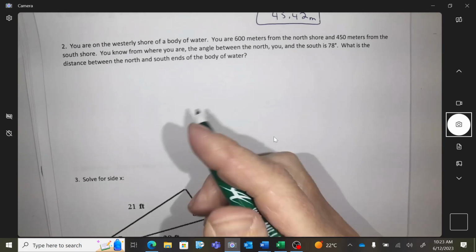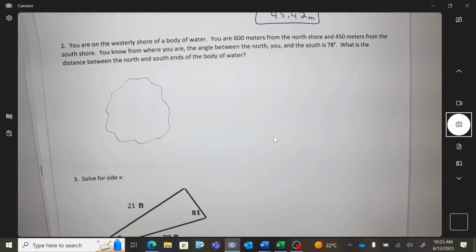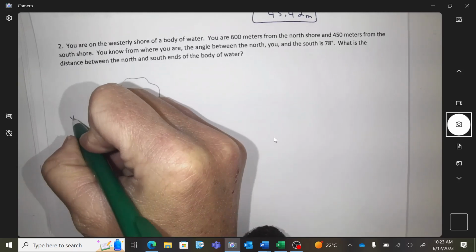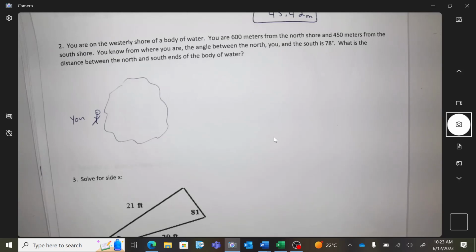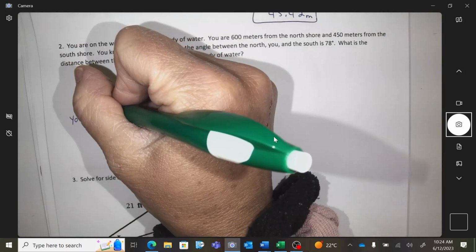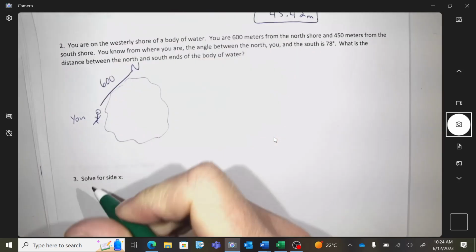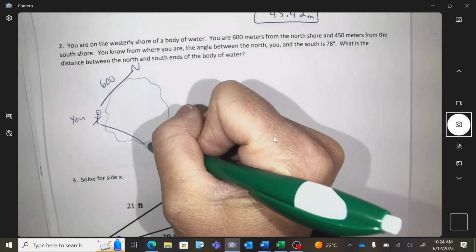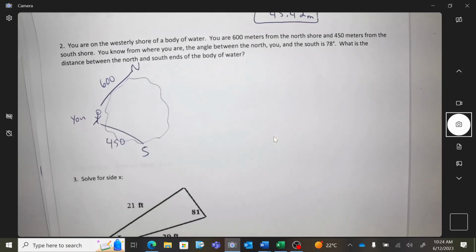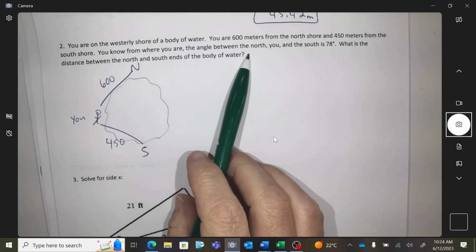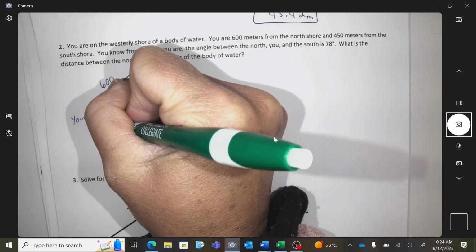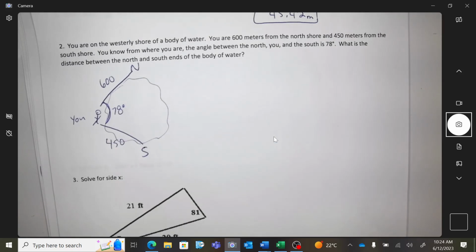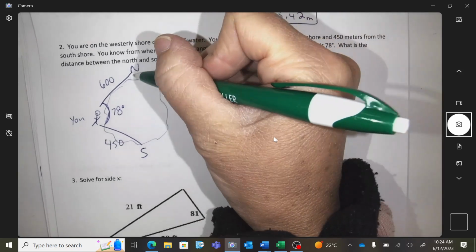Number 2, you are on a westerly shore of a body of water. So that's where you are, west. You are 600 meters from the north shore. You're 600 from the north, and you're 450 from the south. You know that from where you are, the angle between the north and the south is 78 degrees. What is the distance between the north and south?